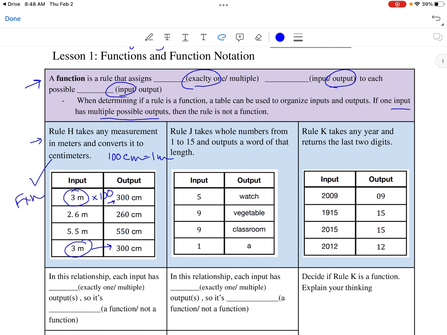Check. Okay, Rule J takes whole numbers from 1 to 15 and outputs a word of that length. Input 5 and an output is watch, because watch has 5 letters. Input 9, get vegetable. Input 9, get classroom. Wait a minute. Here we put in the same input, but got different outputs. So this is not a function.